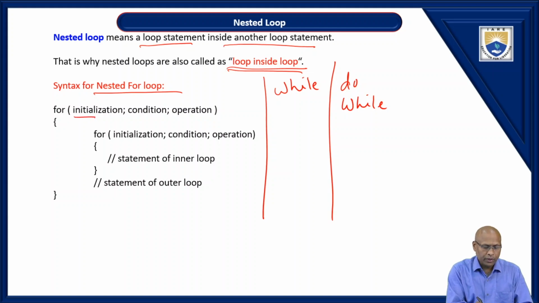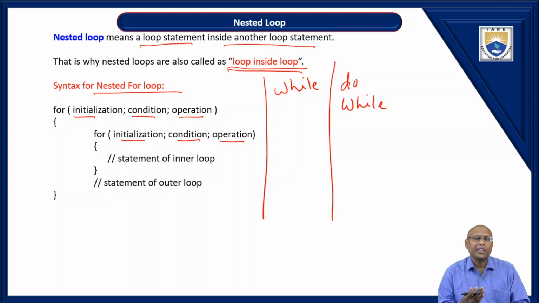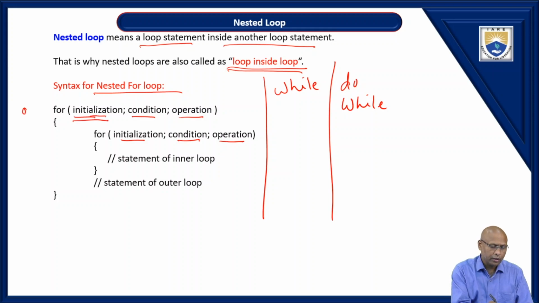For loop with initialization, condition and operation. Inside the for loop, one more for loop is there. Because when I say nested, there will be at least two for loops. Again one more loop, there again initialization, condition, operation. Inside that some statement. Here you have to understand how the control is flowing. Once you know the control flow, then you can write the program. See, the syntax says first initialization. This is outer loop. This is inner loop.